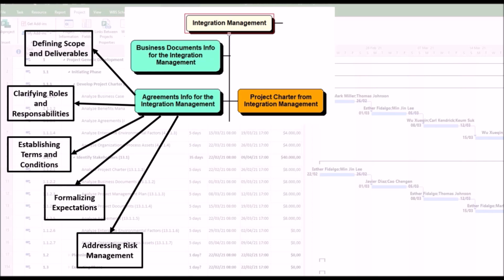6. Securing stakeholder commitment. Agreements are typically signed by key stakeholders, indicating their commitment to the project. This formal commitment is reflected in the project charter, ensuring alignment and buy-in from all parties.